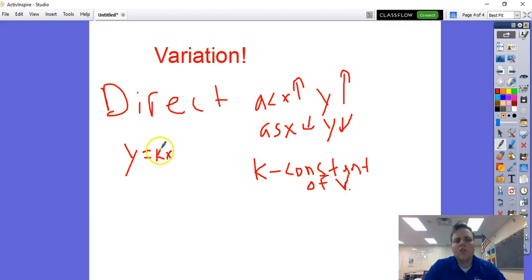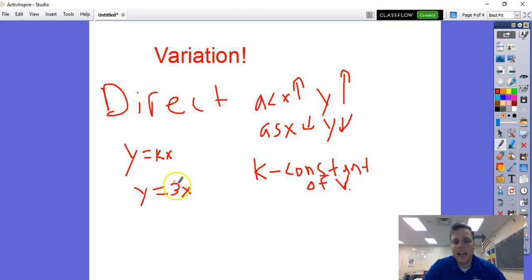This formula should look very familiar. It looks like a line formula. Do y'all remember lines? It was y equals mx plus b. This is just another way of writing a line: y equals kx, where k is the constant of variation. So you might see something like y equals 3x. Well, one, that's just linear. This just means it's direct variation. In other words, 3 is your constant of variation.